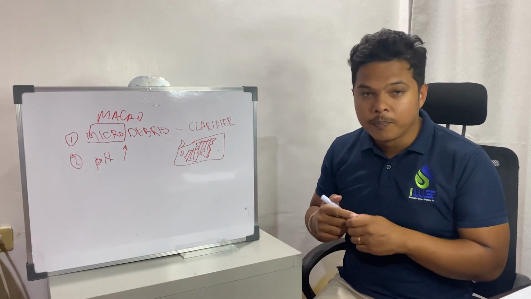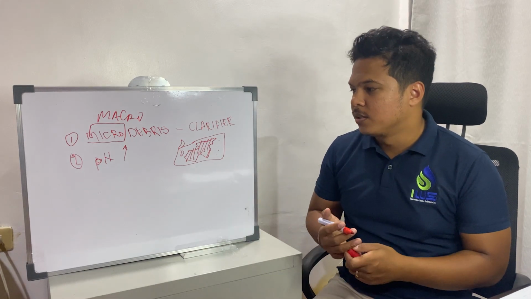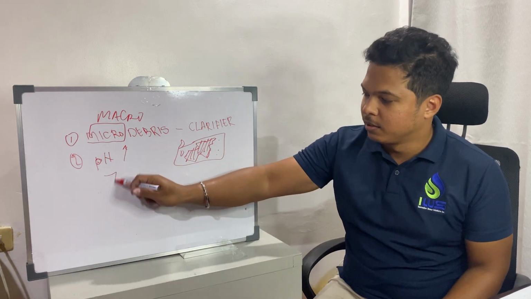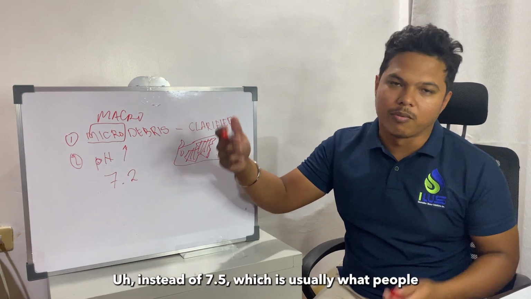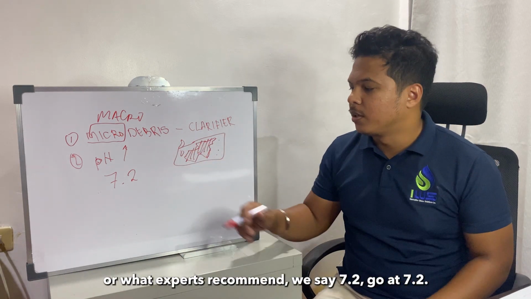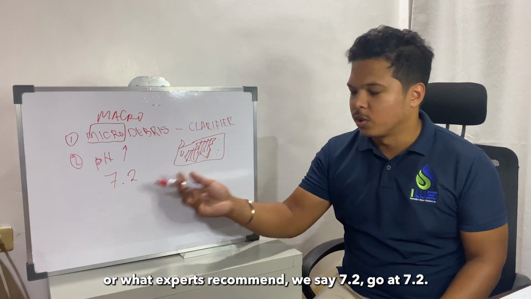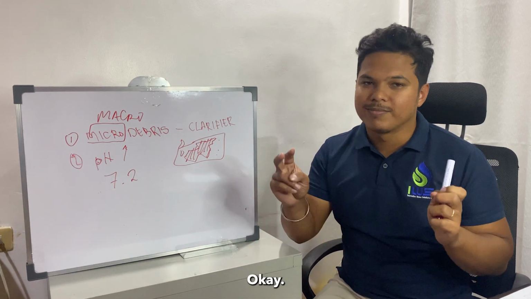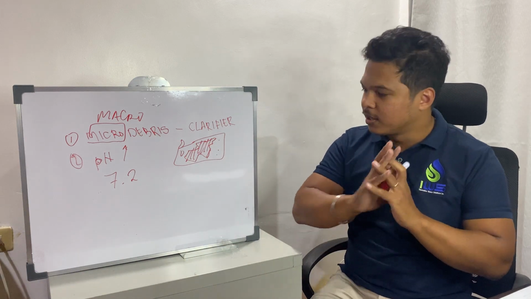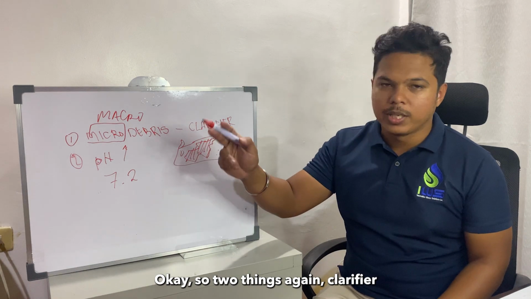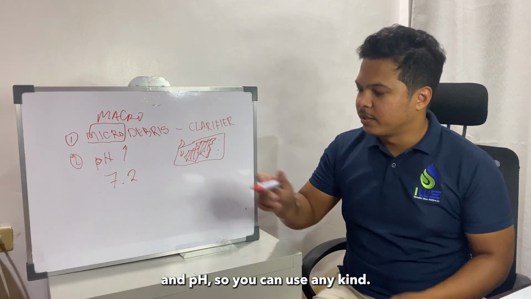Number two is pH. If it's high, bring it down. Instead of 7.5, which is usually what experts recommend, we say go at 7.2. You'll also remove the scaling. It's not as simple as that, but let's just say that'll remove the scaling issue as well. So two things again: clarifier and pH.